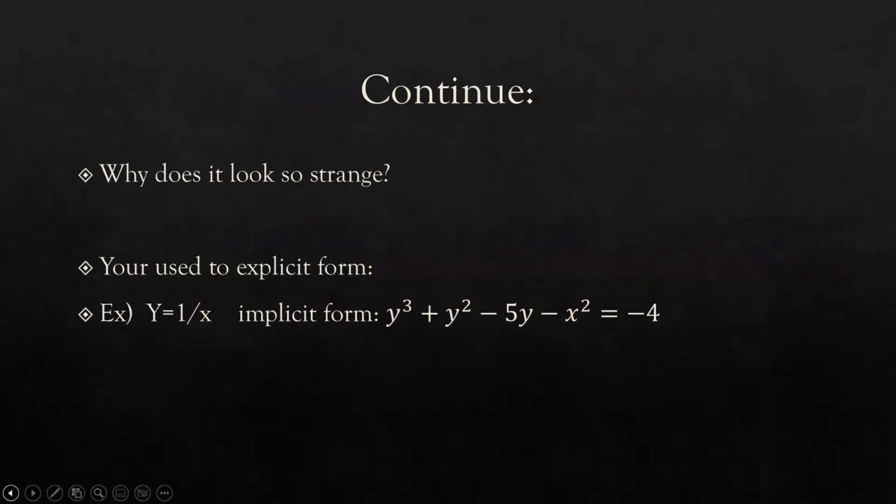So why does it look so strange? Well, you're used to explicit form. For example, you're used to y equals 1 over x, right? Implicit form is something like this: y cubed plus y squared minus 5y minus x squared equals -4. So that's why it looks a little bit strange. So basically, you're just taking the derivative of each term in respect to x.